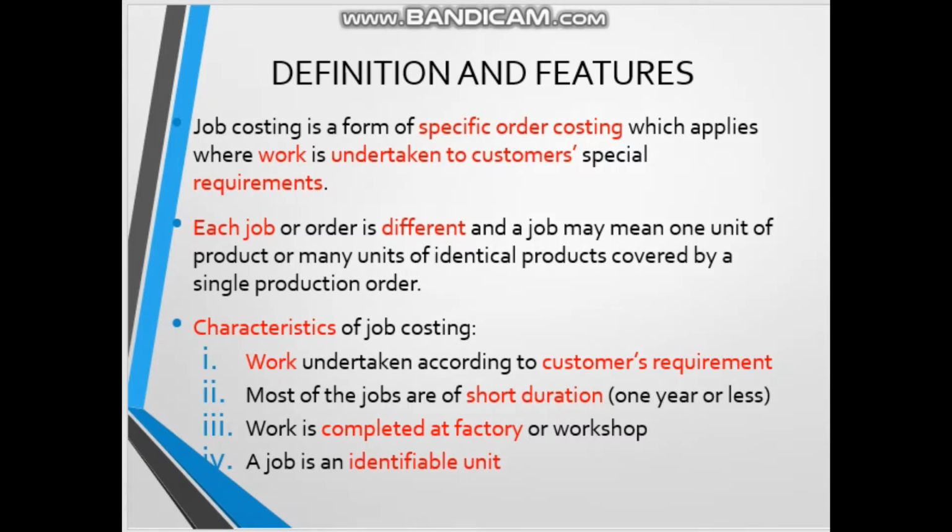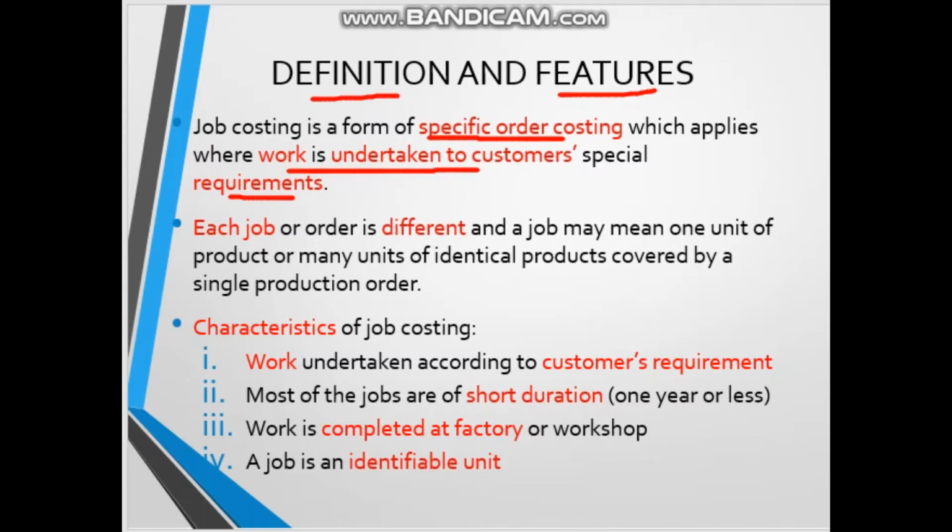Okay, now we move on to another topic, which is job costing. Now, what is the definition and the features of job costing? Job costing is specific order costing, which applies where the work is undertaken to the customer's special requirements. It means that we do not produce in mass production. We produce depending on the customer's requirement, because each customer will require different features.